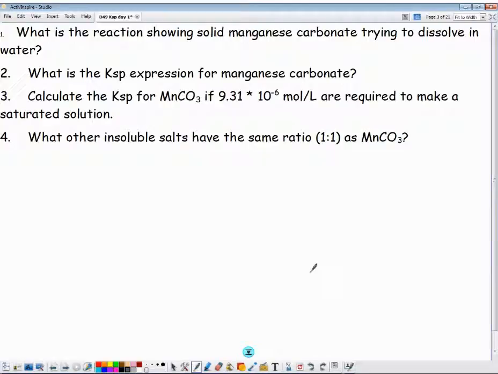All right. So I need to move this over to the side. Here we go.